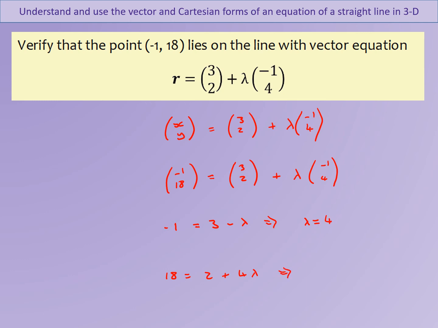So for the first equation, we arrive at lambda equals 4. For the second equation, we arrive at 4 lambda equals 16. So lambda is also 4. So we can conclude we've got the same value of lambda in both cases. So, therefore, minus 1, 18 lies on the line.